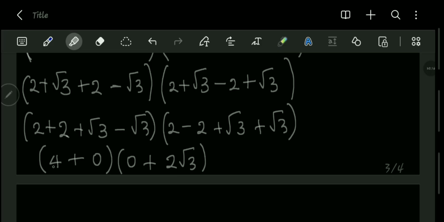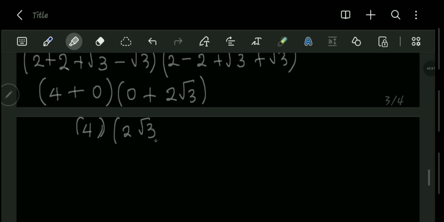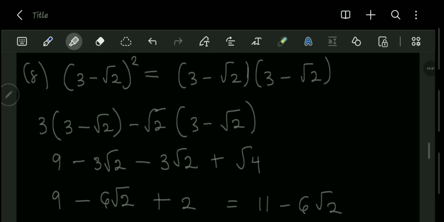Then if I add what's here, 4 plus 0 is 4. For this bracket is 4. And then for the other bracket, 0 plus 2√3 is 2√3. Are you understanding what I'm doing? So basically, I'm just going to multiply this bracket and this together. You understand, right? So 4 will multiply 2√3 there to give me 8√3 as my final answer. Are you seeing that? I see how simple it is, right?